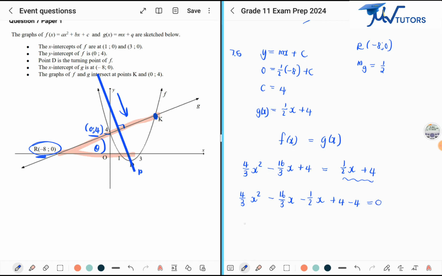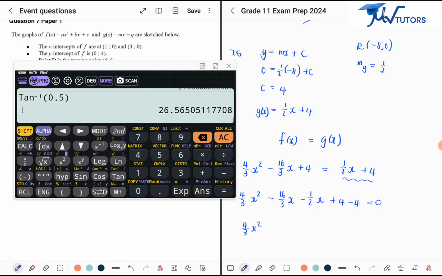Okay, so I have 4 over 3 x squared. So if I have negative 16 over 3 and I subtract a half, I get negative 35 over 6 x, and then the 4's are just going to cancel out.